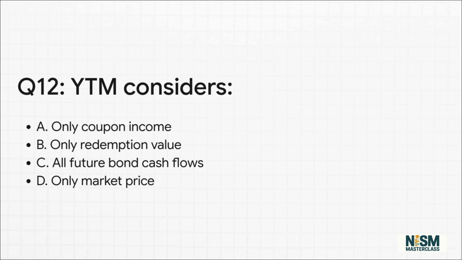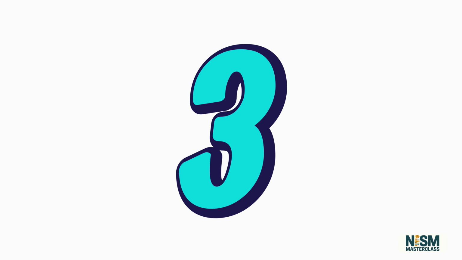Question 12. Yield to maturity, or YTM, considers A. Only coupon income, B. Only redemption value, C. All future bond cash flows, or D. Only market price. Pause now if you need more time.